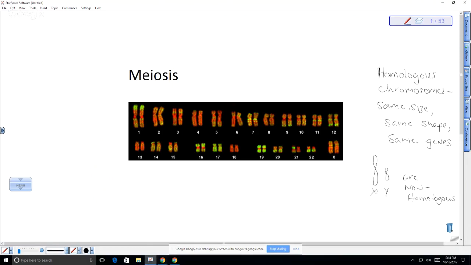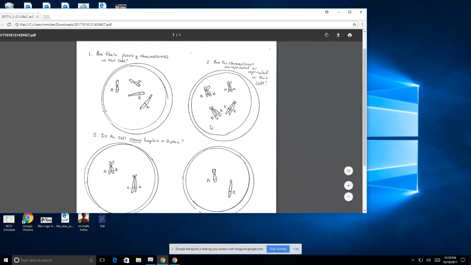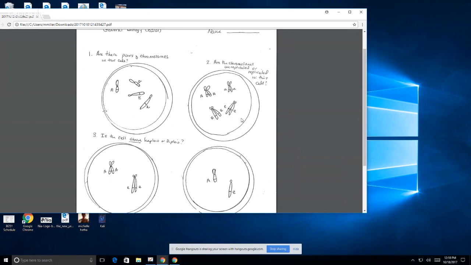Let's see, where did my PDF go? Okay, so if we look at this one, it says, are these chromosomes unreplicated or replicated in this cell? They are replicated. And you notice that when I replicated the chromosomes, I copied the gene exactly. So when I replicated that chromosome, I put two big A's. And when I replicated the other chromosome, I put two little A's. Okay? Because I'm faithfully copying the genetic material, and that is what is referred to as DNA replication.